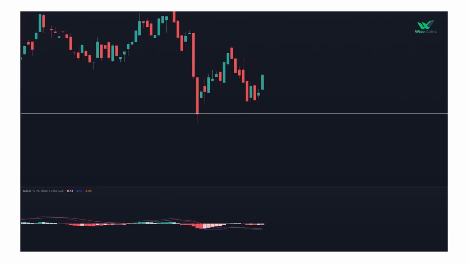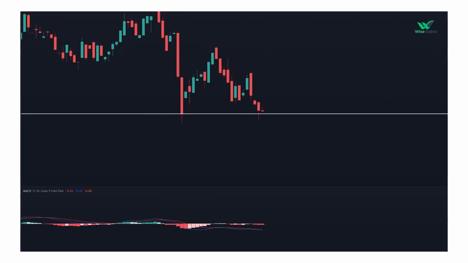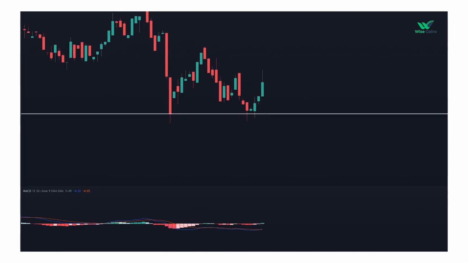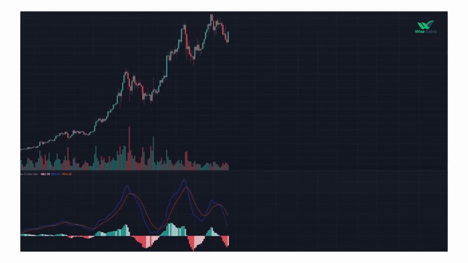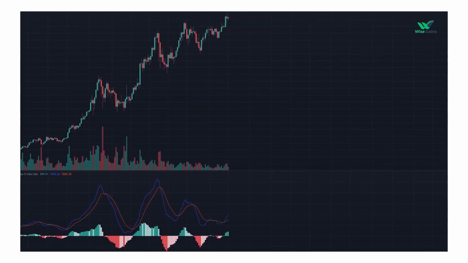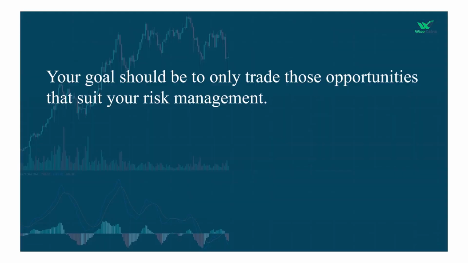So what you do is make sure the price is above the 200-day moving average. Once the price hits the support made, wait until the lines on the MACD cross below the zero level, and that's when you enter the trade. This is how the MACD, 200-day moving average and using support and resistance levels gives an extremely high win rate with this strategy. Your goal should be to only trade those opportunities that suit your risk management.